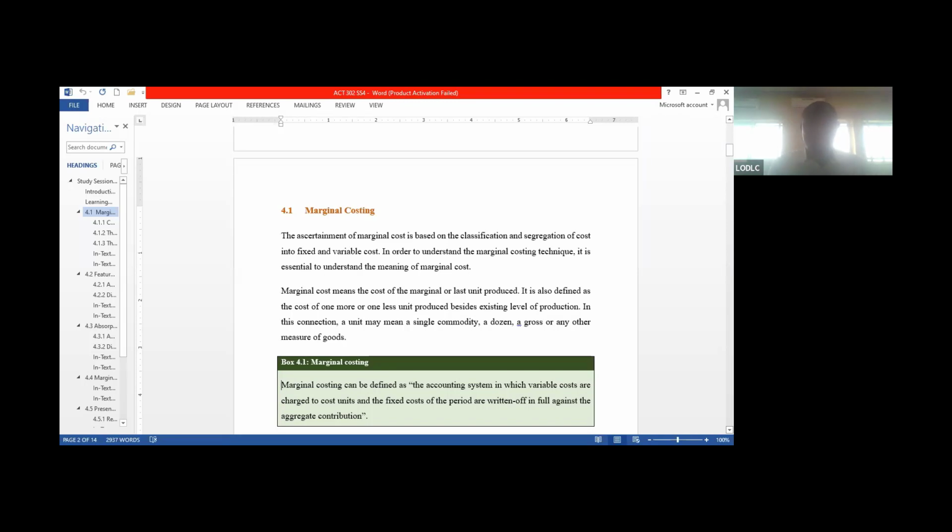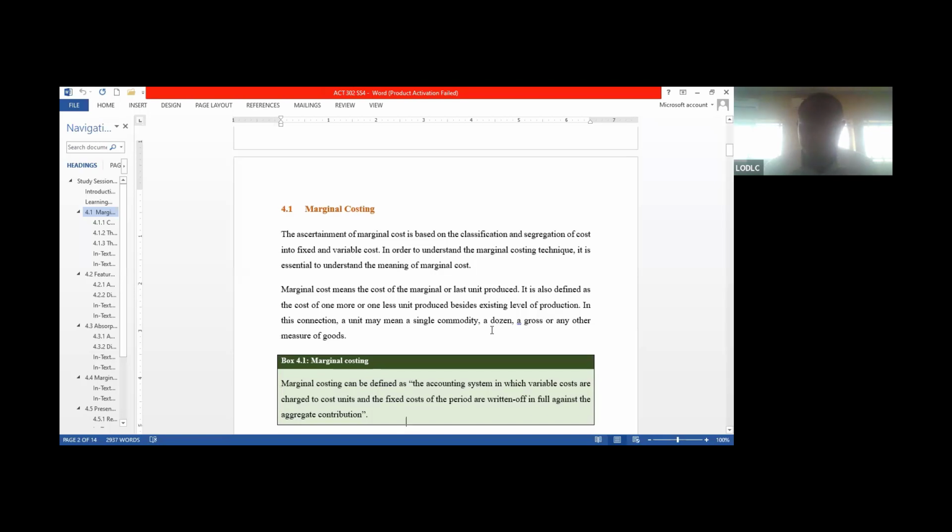Marginal costing can be defined as the accounting system in which variable costs are charged to cost units and the fixed cost of the period is written off in full against aggregate contribution. What they are saying here is that only the variable cost is included in the decision-making process. The fixed costs are disregarded. This is normally taken to be direct labor, direct material, direct expenses, and the variable part of overheads. Those are the things that constitute the marginal cost of a product.